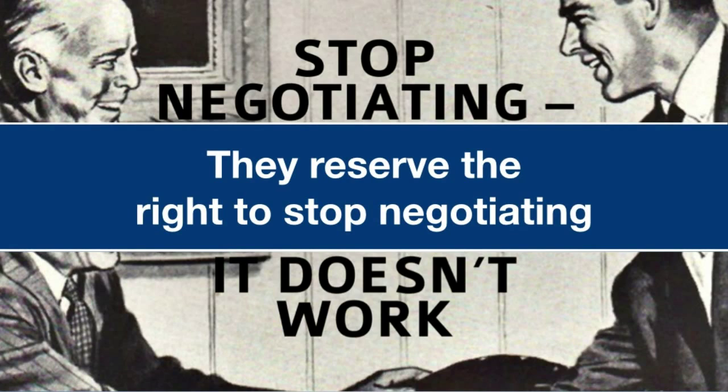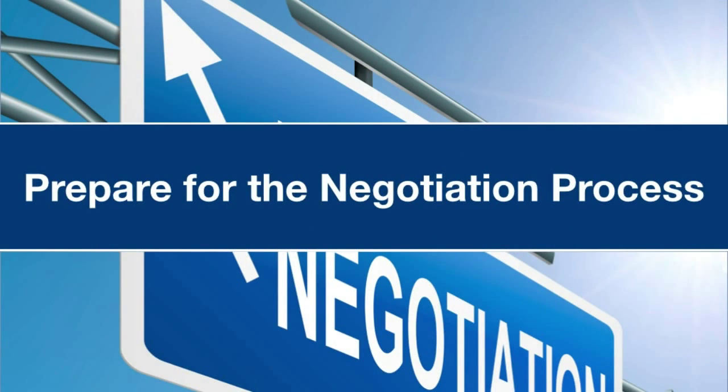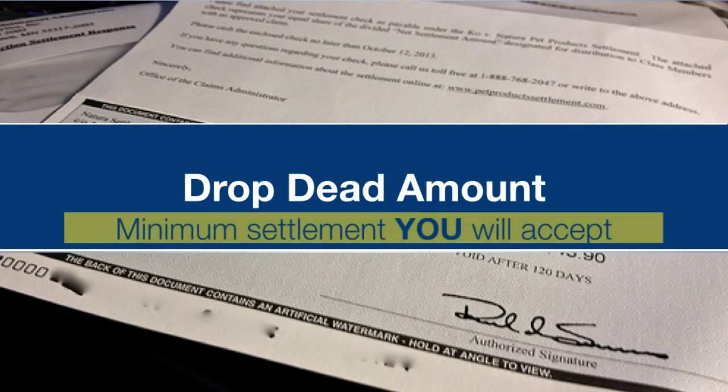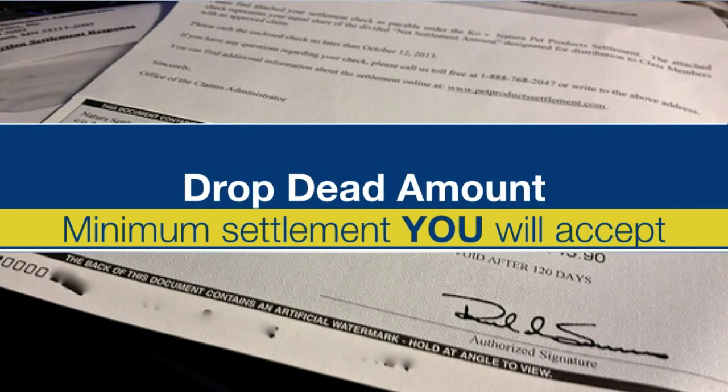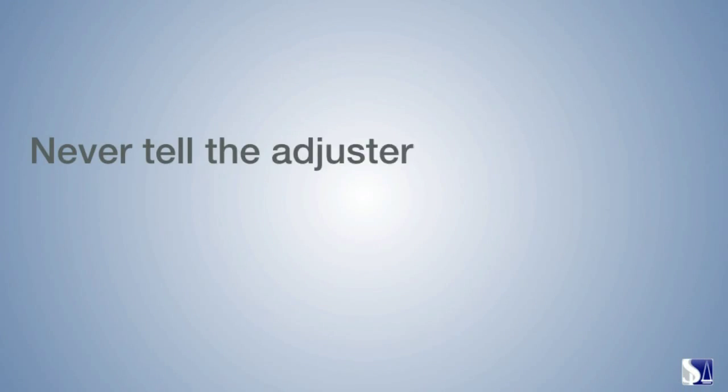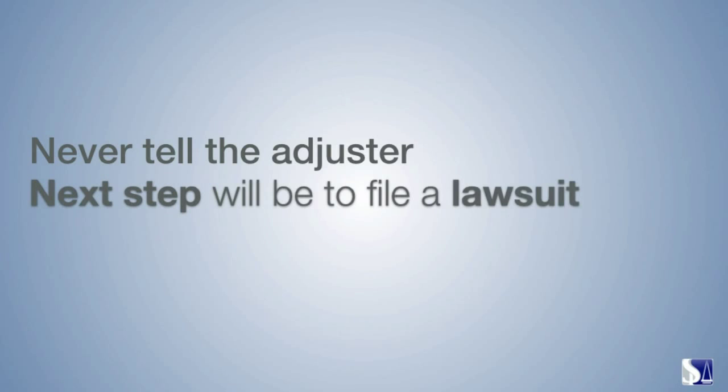So, take a deep breath and prepare for the negotiation process. Let's talk first about the drop-dead amount. The drop-dead amount is the minimum settlement you will accept. Before negotiations begin, establish your drop-dead amount. Never tell the adjuster this amount. Hopefully you'll never get to that point. If the adjuster's offer never gets above your drop-dead amount, your next step will be to file a lawsuit. You'll receive a counteroffer.